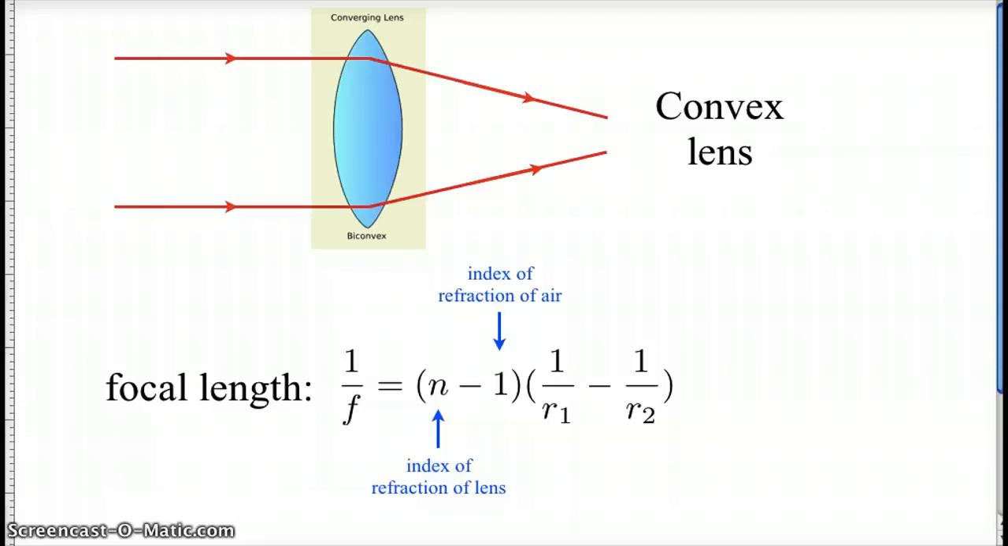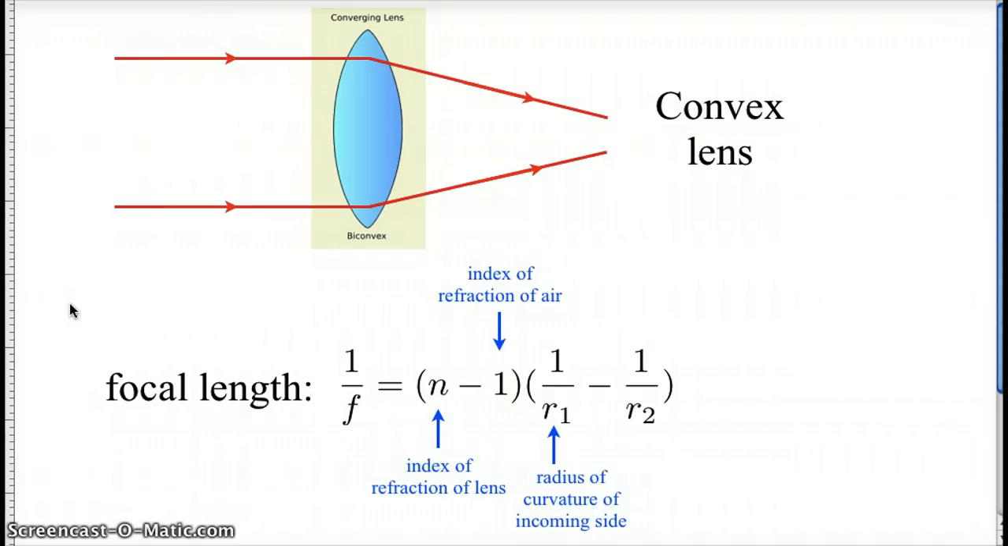If it weren't air, if it were a lens sitting in water or something like that, then instead of this being 1, it would be the index of refraction of water. And so we would have n lens minus n water. But usually the lens is just exposed to air, and so we write it as n minus 1.